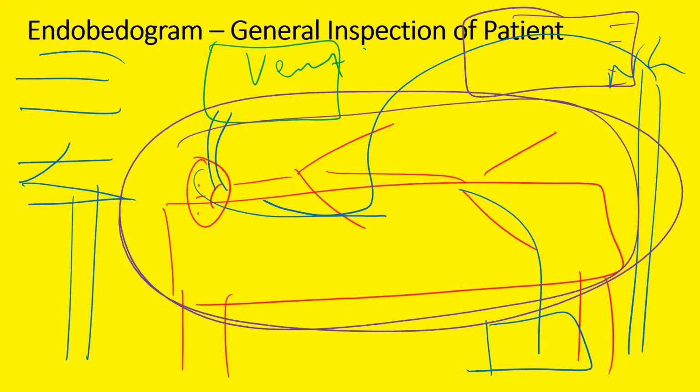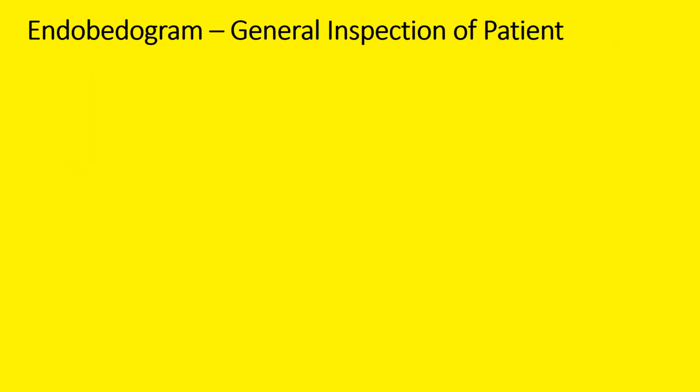You may find that the patient is completely conscious and smiling at you. Or the patient might really be grumpy, or the patient may be sedated, or he may be moving around, might be having non-purposeful movements or purposeful movements, all of these things. These are the things that you should see from your endobedogram.